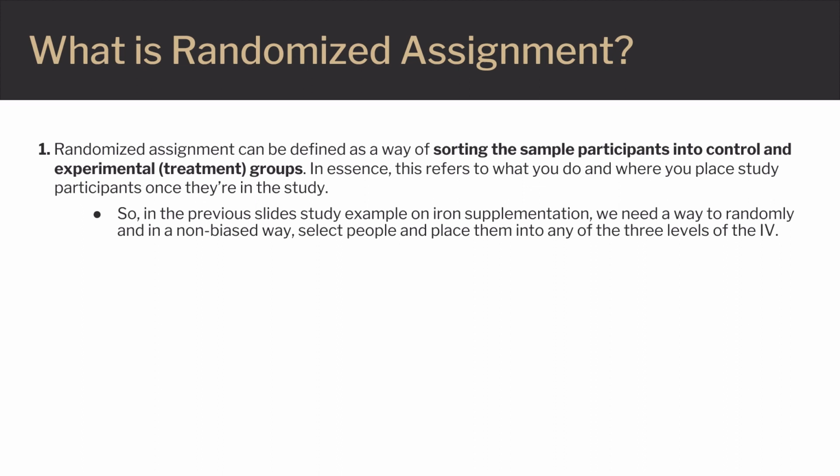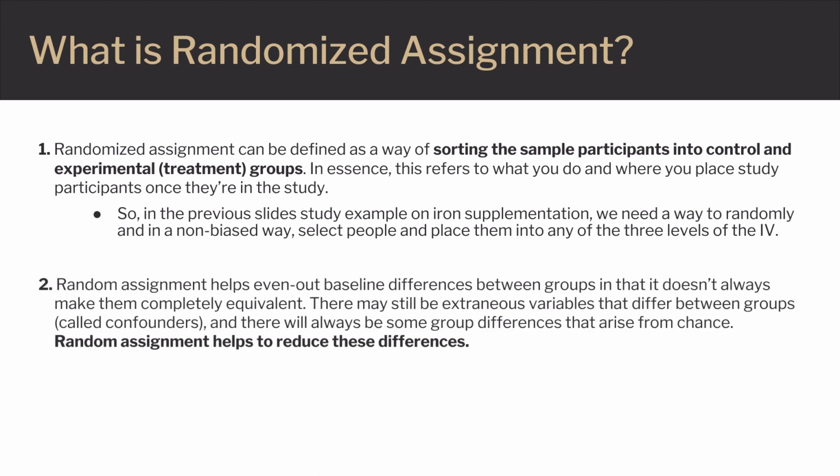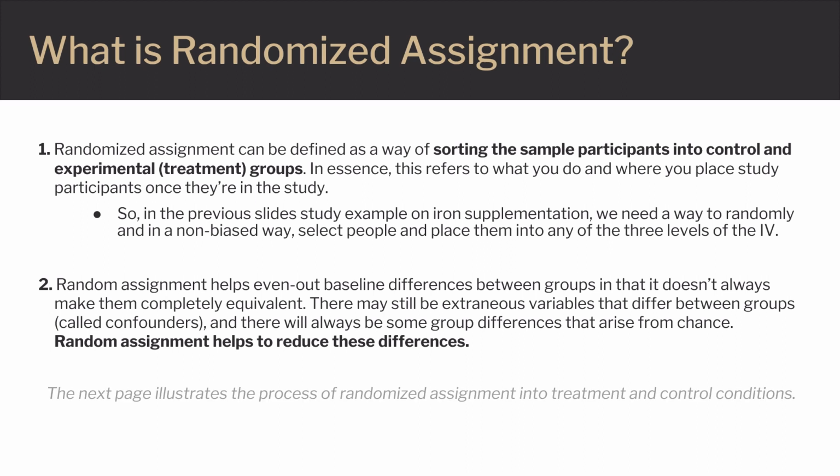Randomized assignment can be defined as a way of sorting the sample participants into control and experimental treatment groups. Although random assignment helps even out baseline differences between groups, it doesn't always make them completely equivalent. There may still be other variables, known as confounders, that differ between groups, and there will always be some group differences that arise from chance. Random assignment helps to reduce the effects of confounders on experimental design.